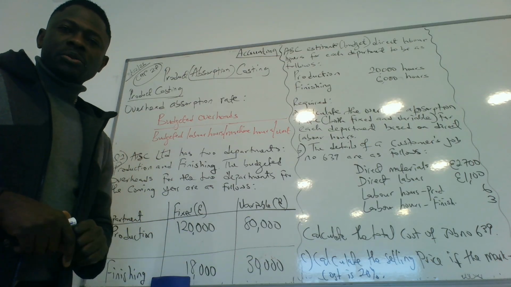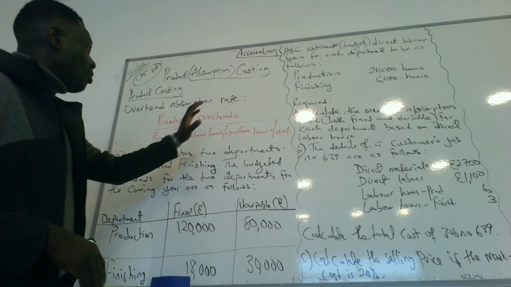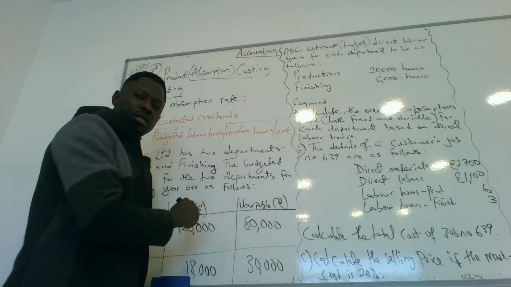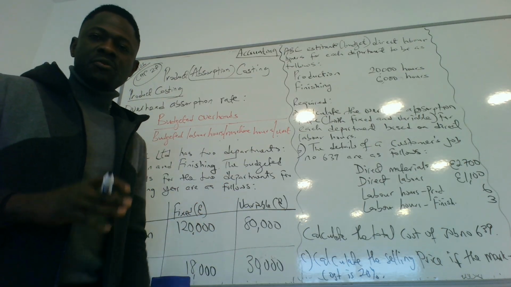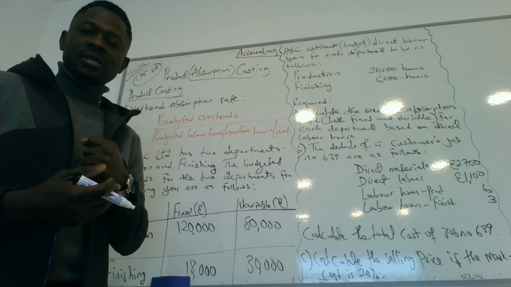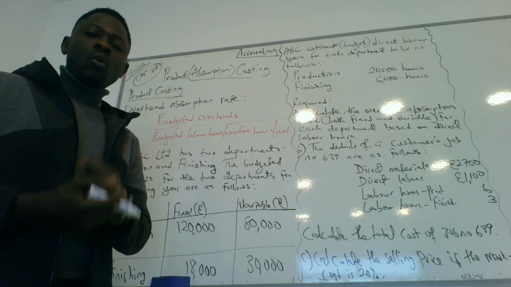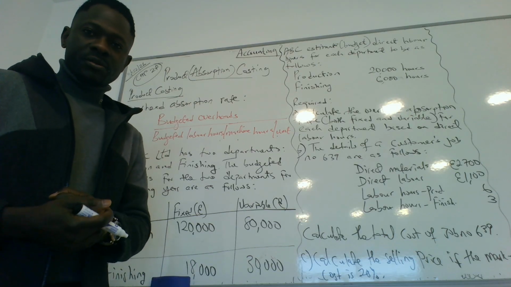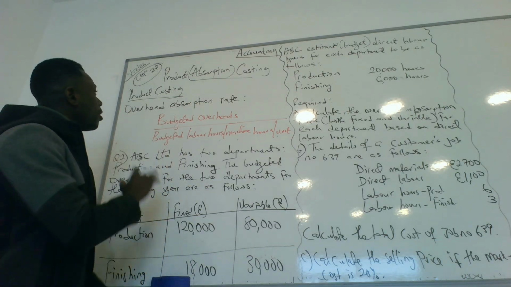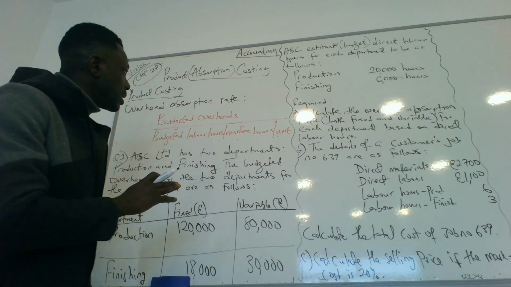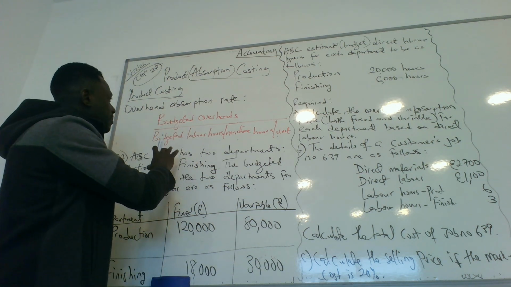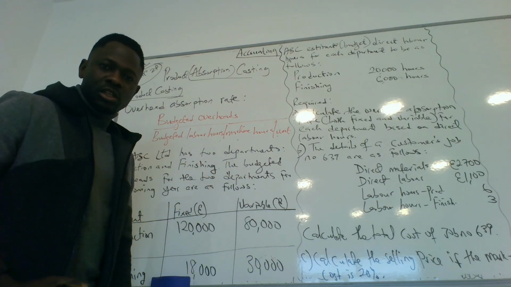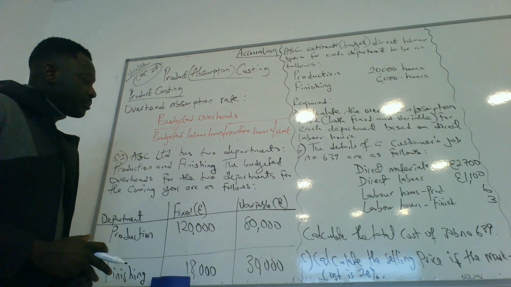For overhead absorption rate, the formula is budgeted overhead divided by budgeted labor hours or machine hours or units. So it depends on whatever we're being given. If we're using machines, it will be divided by the hours of machine. If we are using workers, it will be based on the number of hours workers have worked or units. So the formula for overhead absorption rate is budgeted overheads divided by budgeted labor hours or machine hours or unit. So we have a question already.